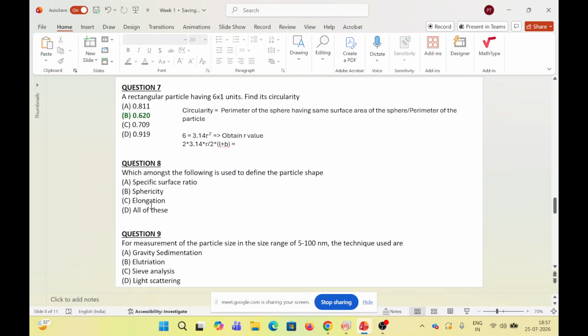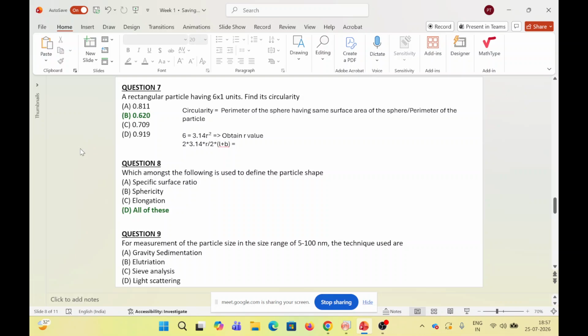What about all of these? Yeah, sir. Actually, you already said some three sets of shapes. That's why I chose this, sir. So it is everything: sphericity, elongation, specific surface area, specific surface ratio. All of them are used to define the particle shape. So the answer is D, all of the above. Okay, sir.